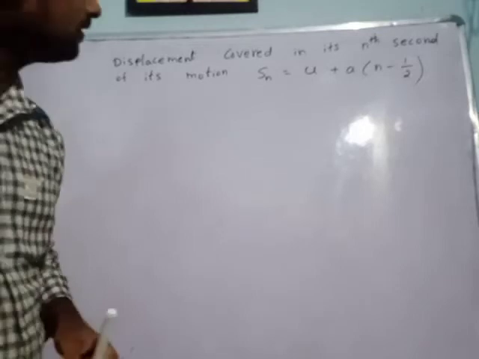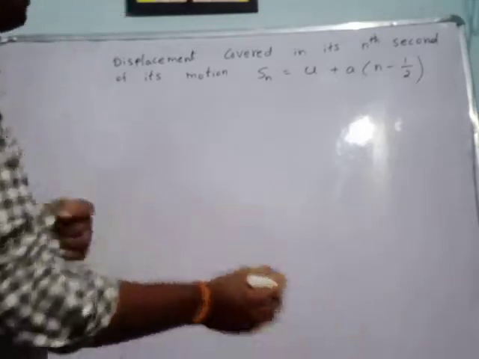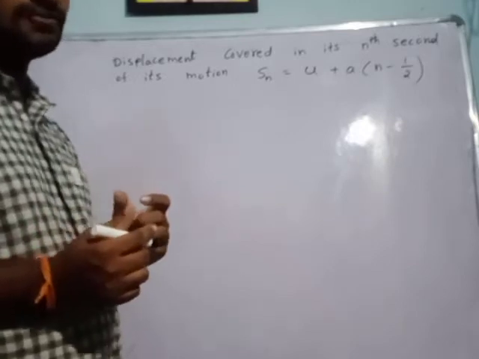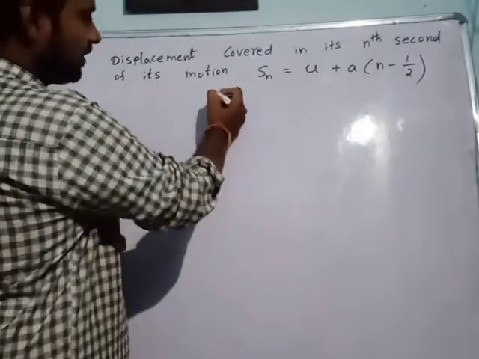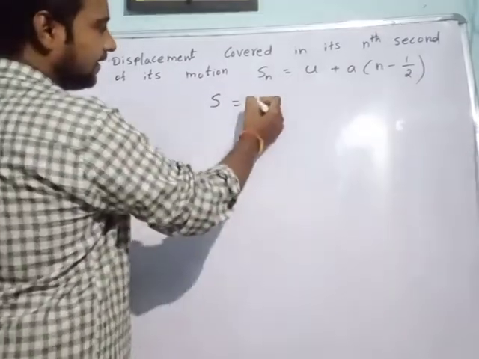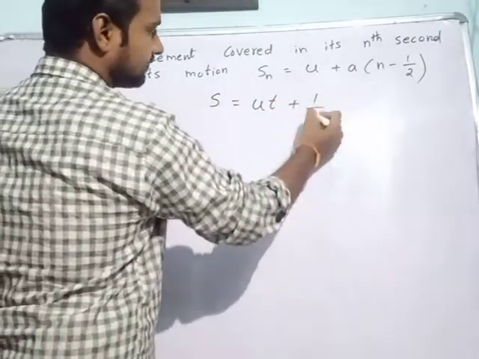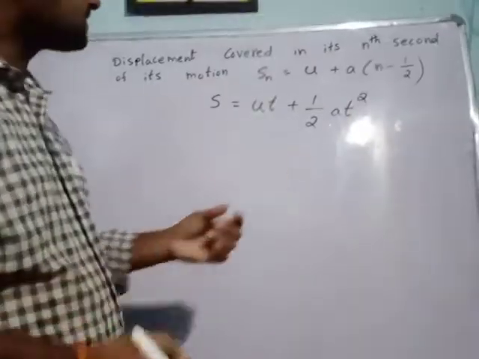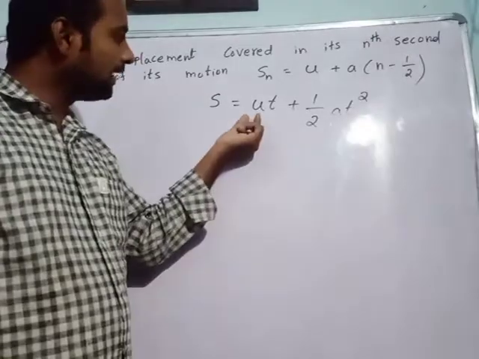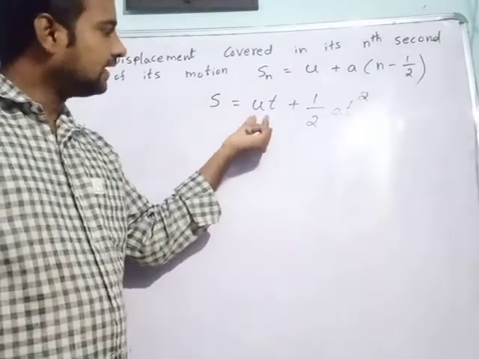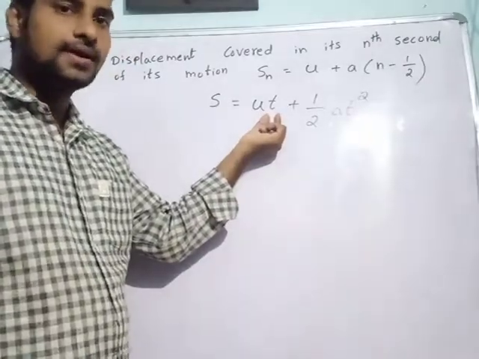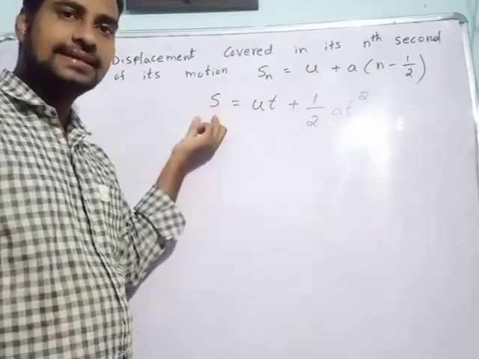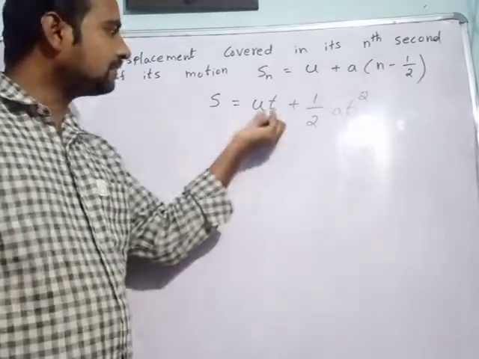Okay, all of you listen more. First of all, what is the total displacement? Already before class I gave one formula for total displacement. Total displacement S is equal to simply ut plus half at square. Here again u means initial velocity, t indicates total time, a means acceleration. So S indicates total displacement in time t.